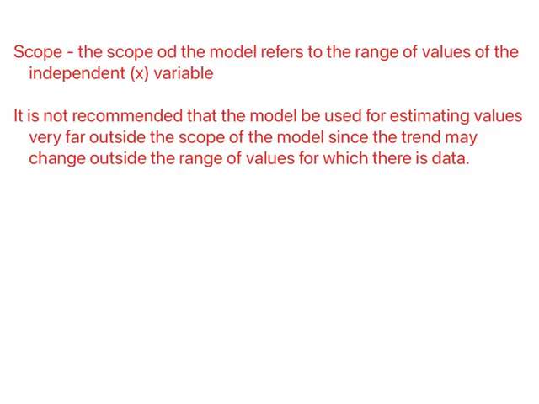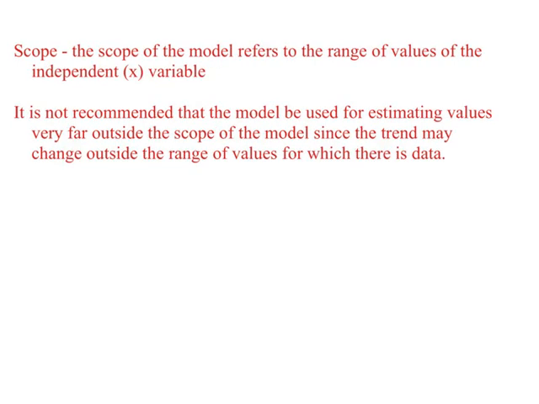Now here we talk about scope. So we're going to talk about scope of the model. Now, the scope of the model refers to the range of values of the independent or the x variable. So when you think about estimating with a trend line, you can't necessarily just estimate to the ends of the earth, or the ends of time. It doesn't make sense. So we want to just kind of stay pretty close because things are going to change.